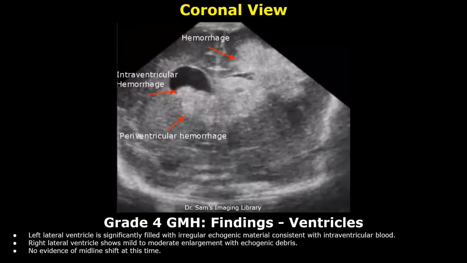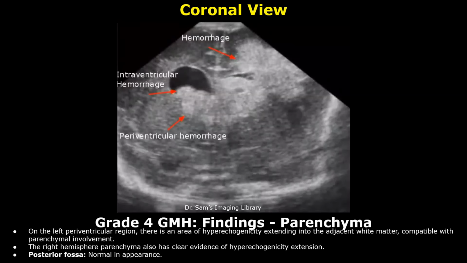Left lateral ventricle is significantly filled with irregular echogenic material consistent with intraventricular blood. Right lateral ventricle shows mild to moderate enlargement with echogenic debris. No evidence of midline shift at this time.